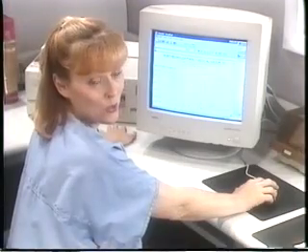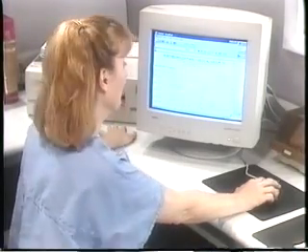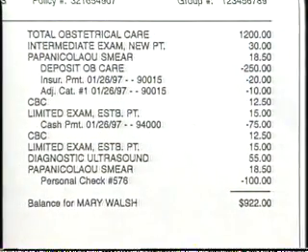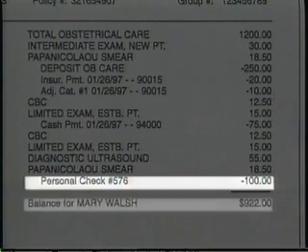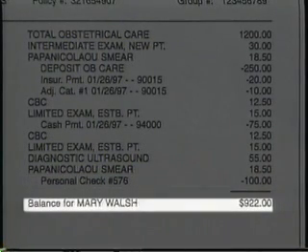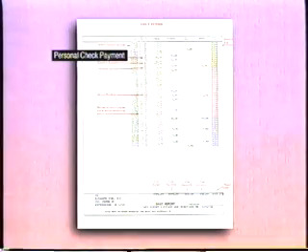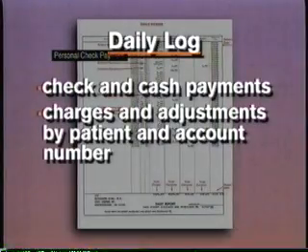I pull up on the computer the patient's ledger and enter the payment with the check number. The computer calculates the balance owing on the account and also posts the transaction to the daily log, which shows check and cash payments, charges and adjustments by patient and account number.